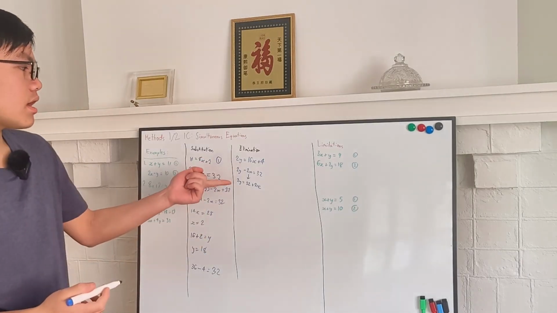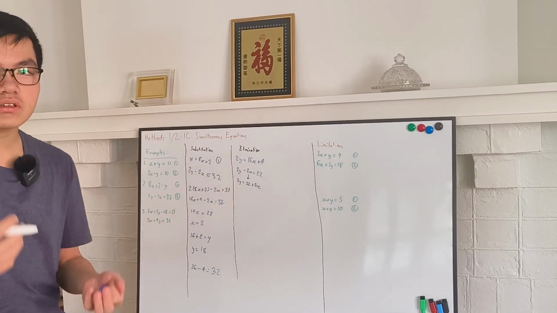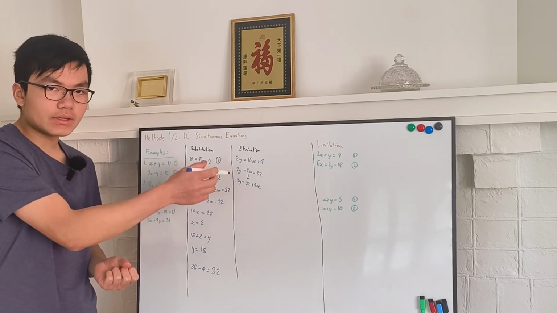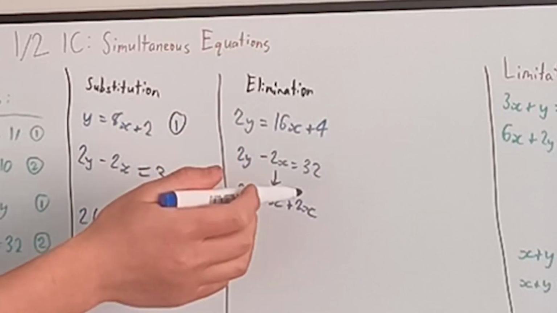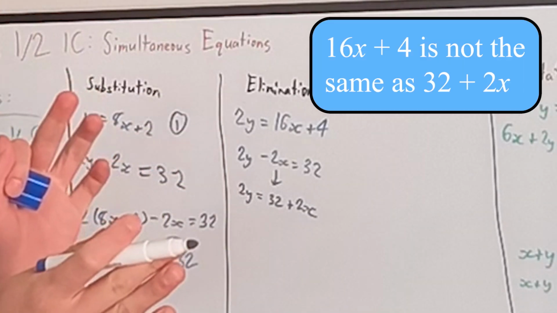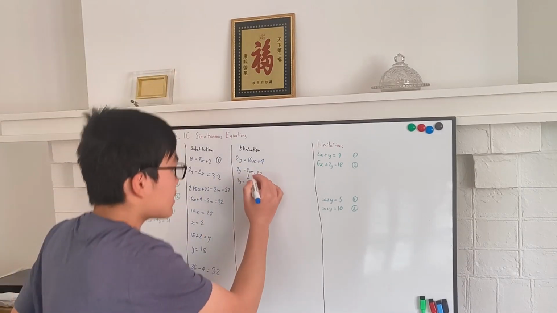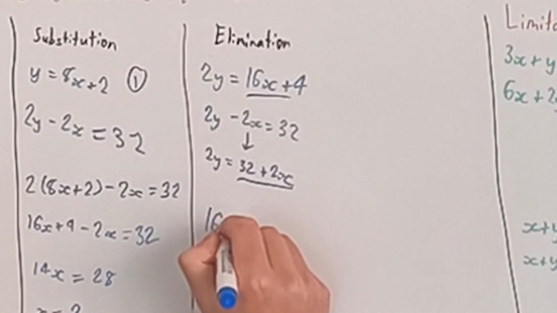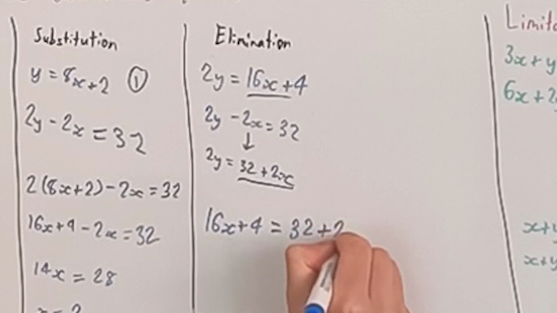And you can see here, we made it so that 2y equals something, 2y equals something. Now this is the method I was talking about earlier that was similar to the elimination method. Because we've made it so that 2y equals something, and then for the second equation 2y equals something, but that something is not the same as the original one, what we can do is make it so that this thing here equals this thing here. So 16x plus 4 equals 32 plus 2x.